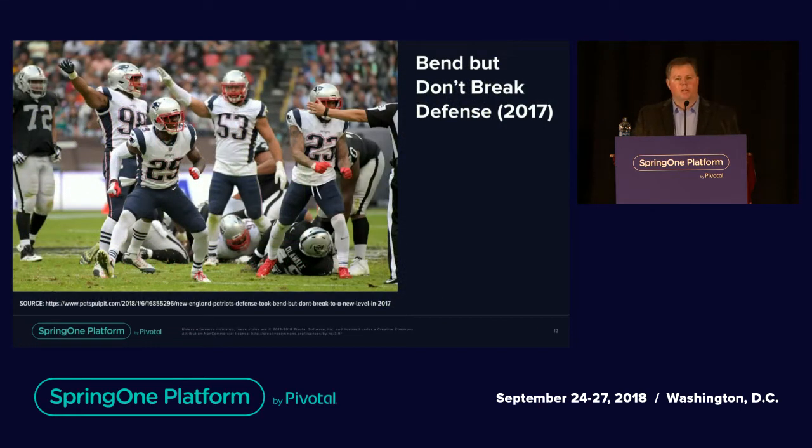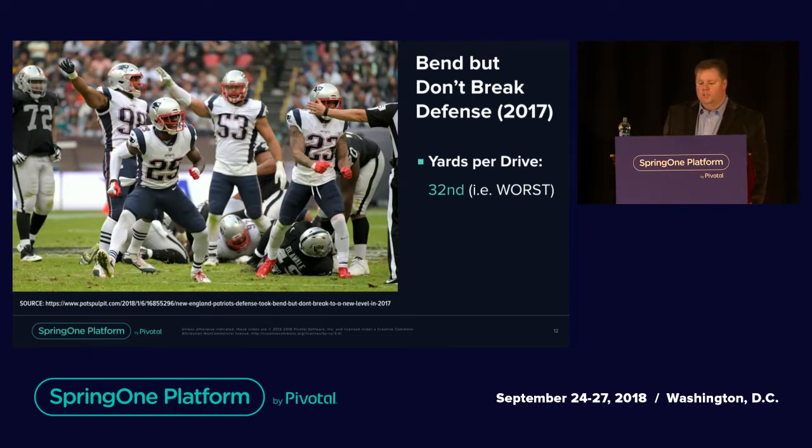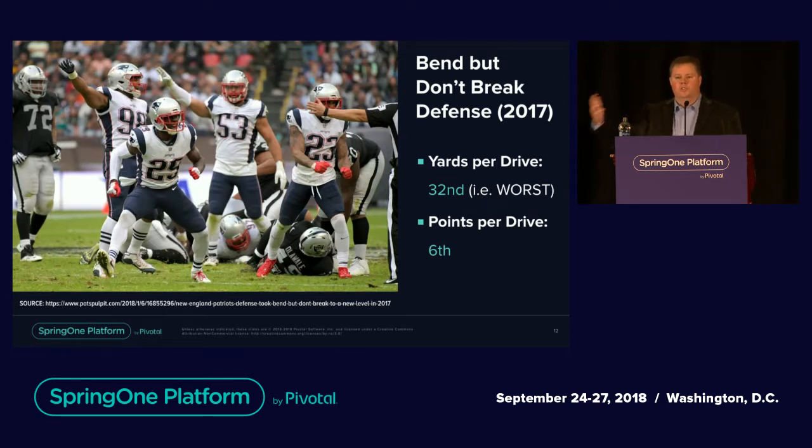I'll use a football analogy. Some of you that's going to annoy, some of you are going to enjoy this. But last year, the New England Patriots, they eventually broke in the Super Bowl, but up until that point, they were known as this bend but don't break defense. What does that mean? Well, one of the things that you want to be able to do is limit your opponent's yardage gained. And the Patriots were terrible at this. In fact, they were the worst of all teams in the NFL last season at limiting yards per drive. And yet, they were a very respectable sixth in points per drive allowed. And at the end of the day, it's not yards that win games, it's points that win games. And so they were very good at bending really up until just before that breaking point. Of course, that finally caught up with them at the end, but you get the idea.